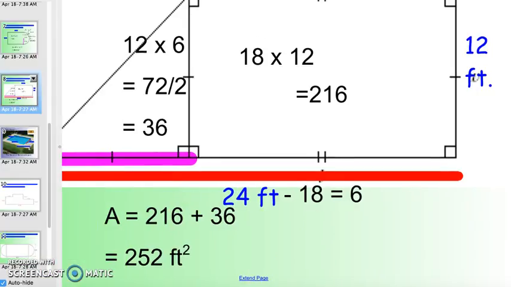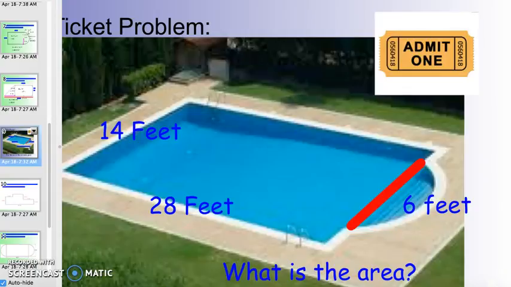Okay, so let's look at our ticket problem for tomorrow. What I would like for you to do is to figure out how much area is this semicircle as well as this rectangle together.